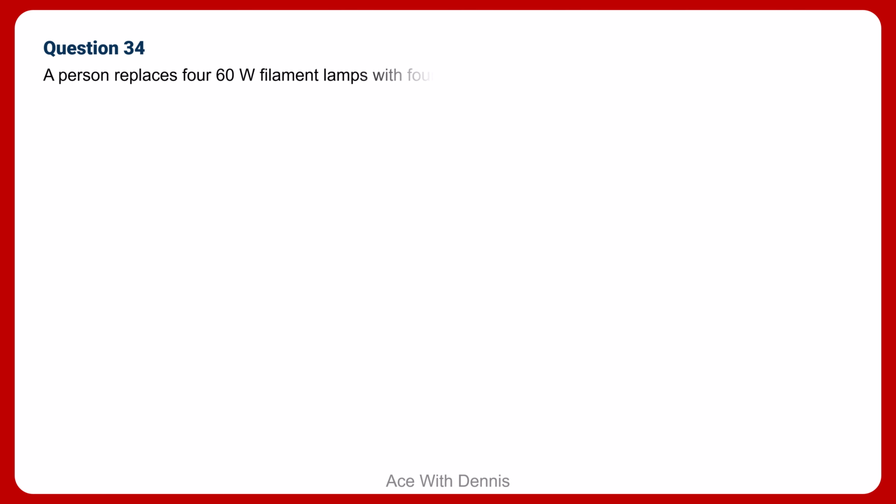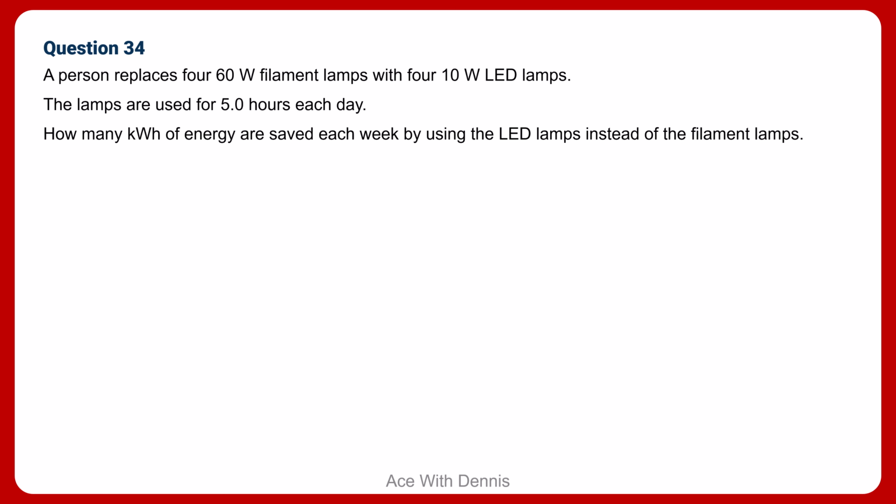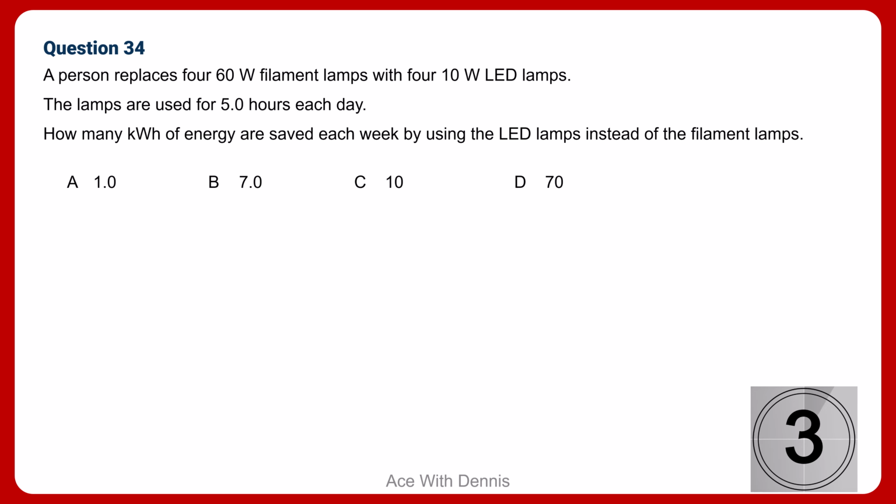Question 34. A person replaces 4 60-watt filament lamps with 4 10-watt LED lamps. The lamps are used for 5 hours each day. How many kilowatt-hours of energy are saved each week by using the LED lamps instead of the filament lamps? A. 1, B. 7, C. 10, or D. 70? The answer is B. 7.